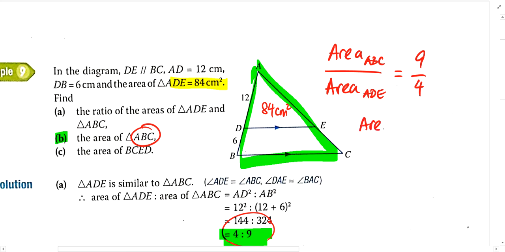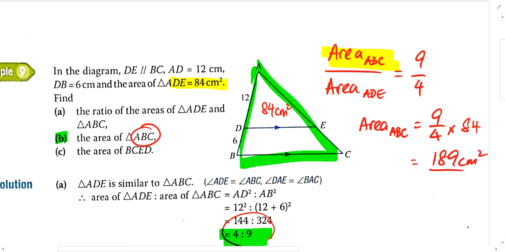So area ABC equals 9/4 times area ADE, right? 84. And I get the answer. So this is the beauty of putting your unknown in the top left. I get my answer very quickly. Okay, 189.